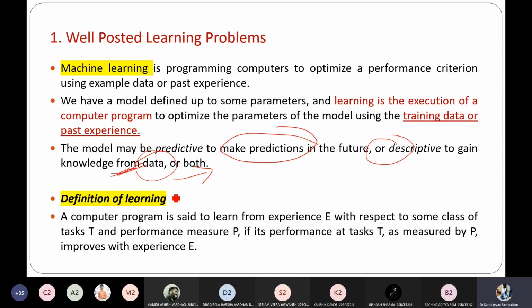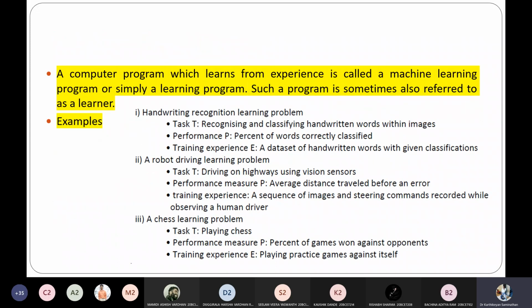Learning can be defined with three terms: T, the task; P, the performance measure; and E, the experience, TPE. A computer program is said to learn from experience E with respect to some class of tasks T and performance measure P. Suppose n tasks are given, then their performance measures are to be monitored, and finally the experience is also measured. That is what learning is all about. Learning is a computer program which learns from experience, meaning past data, past experience, past observation. Whether tomorrow rainfall will happen, whether a landslide will happen or not, whether a volcano will erupt or not, something like that. These are the predictions, right? That is how learning is all about.